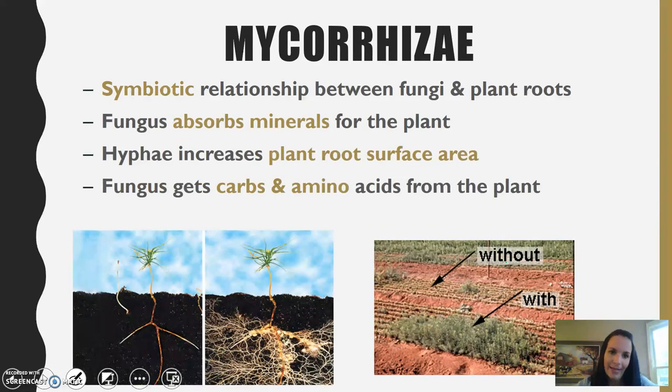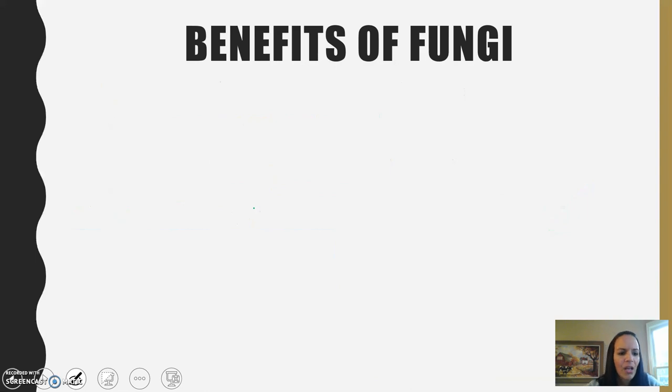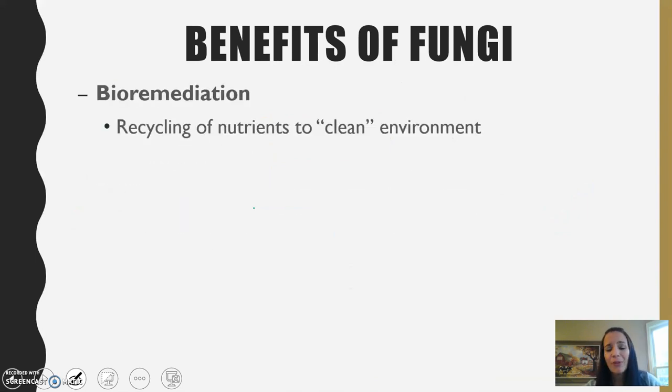Then we have mycorrhizae. So mycorrhizae is another symbiotic relationship, but this time it's between fungi and plant roots. And farmers really like these guys. So they help absorb minerals for the plant, but then the hyphae, as it spreads, it increases that plant root surface area, helping the plant take in more nutrients, more minerals, more water, and then the fungi, as a result, gets carbs and amino acids from the plant. If you look here, here's showing plants with and without, and then also without and with, and look at that difference in root growth.